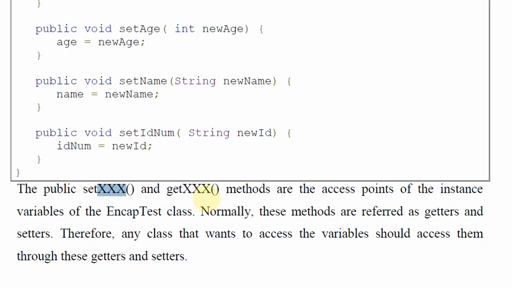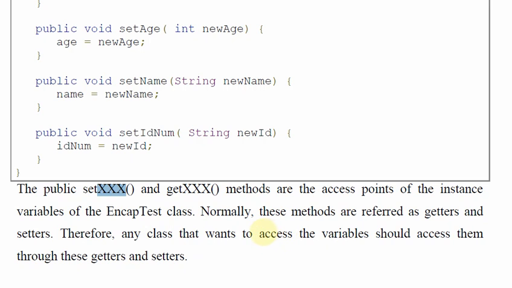Both methods are the access points of the instance variables of the class EncapTest. Normally these methods are referred to as getters and setters. Therefore, any class that wants to access the variables should access them through the get and set methods.